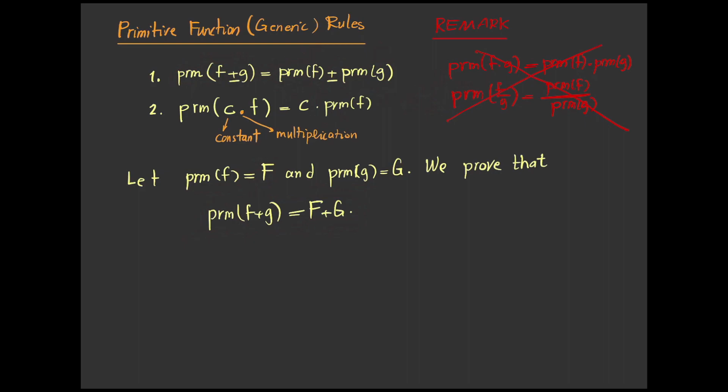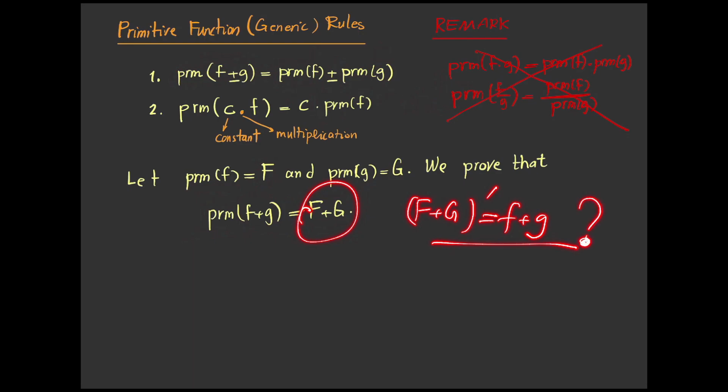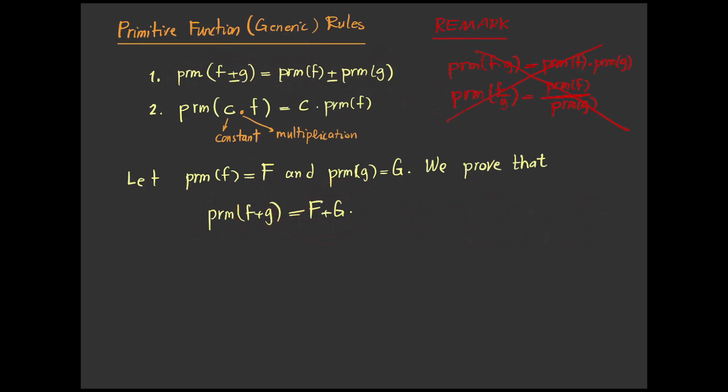I give you a function, and I propose a primitive function for it. How do you confirm that? You find the derivative. So I find the derivative of this one, and show that it is f plus g. I have proposed a primitive function for little f plus little g to be this, and I want you to confirm that. To confirm it, you take the derivative of the proposed function and show that it is equal to the original function. If you understand that, it's extremely simple.